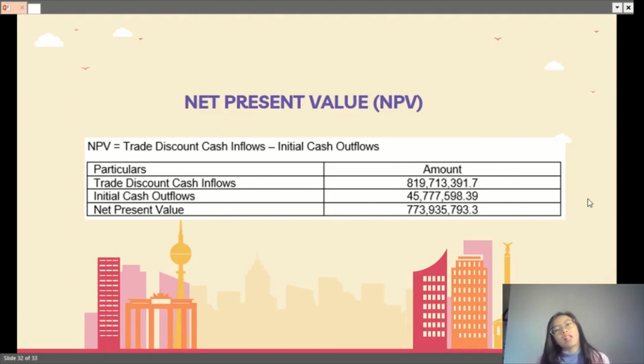Okay, so the last one is the net present value or NPV. The formula for NPV is the sum of the discounted cash inflows minus the initial cash outflows. So these are the values, and the NPV value is 773.95, 793.30 cents.